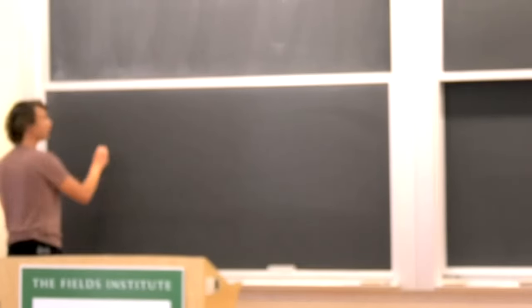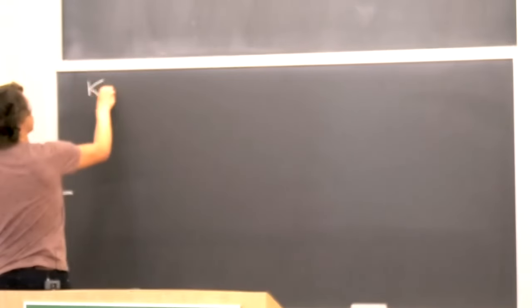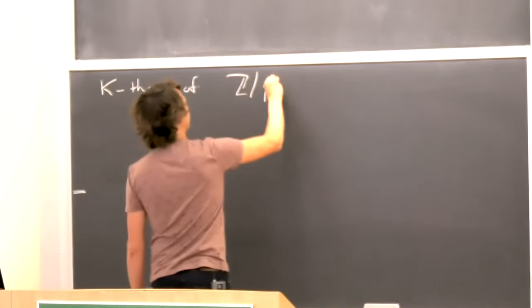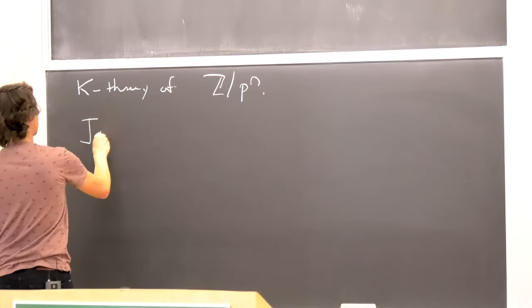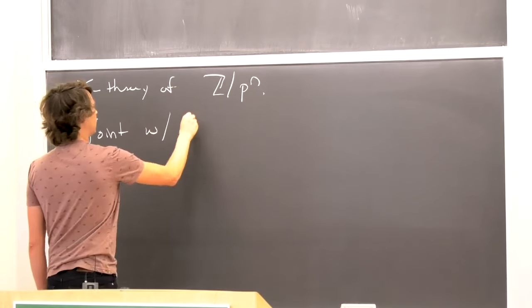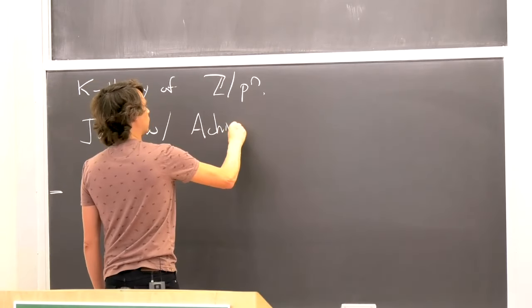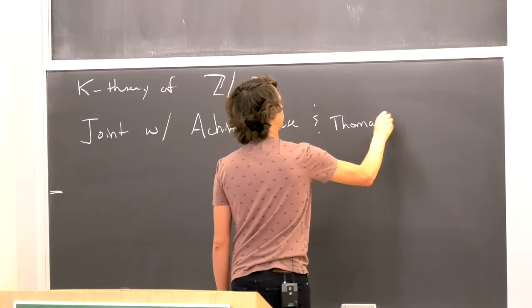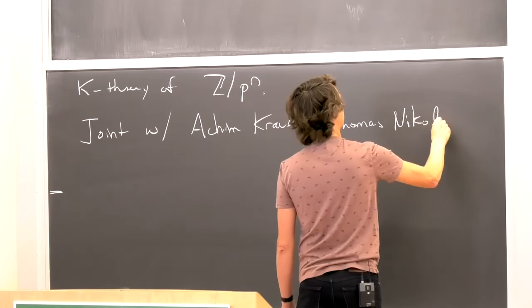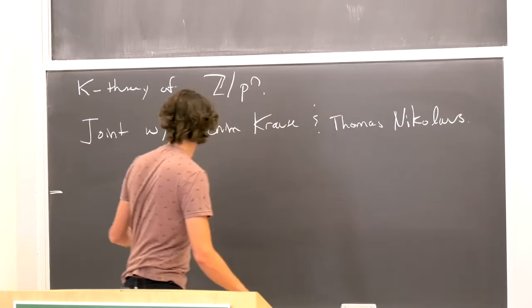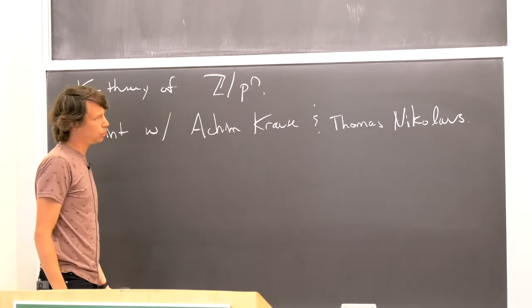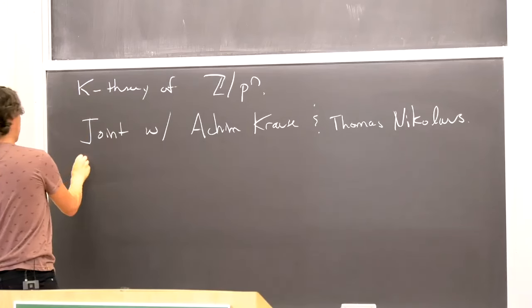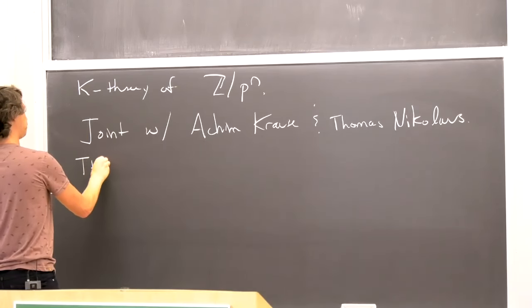So today I'm going to tell you about joint work. This is a project called the K-theory of Z mod p to the n. It'll be about some rings a bit more general, and everything I'm going to say is joint with Achim Krause and Thomas Nikolaus, and builds on the work of many, many other people. So I understand I can't write too low on this board, so let me just start here.